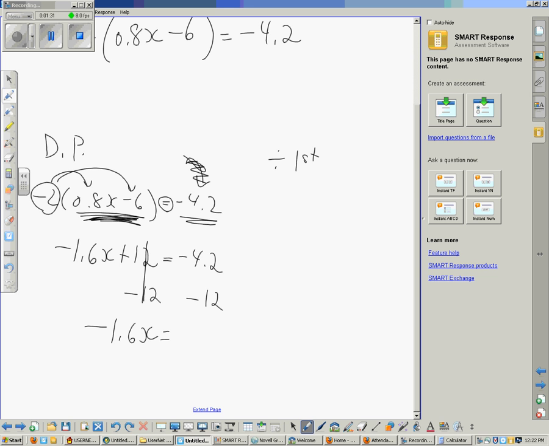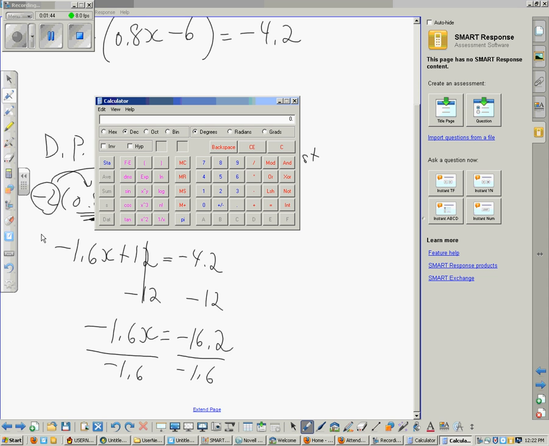-1.6x is equivalent to -16.2. And then what you're going to do is divide both sides by the coefficient. Divide both sides by -1.6. Use my calculator for this. 16.2 divided by 1.6 equals 10.125.